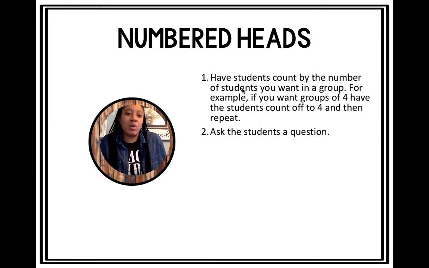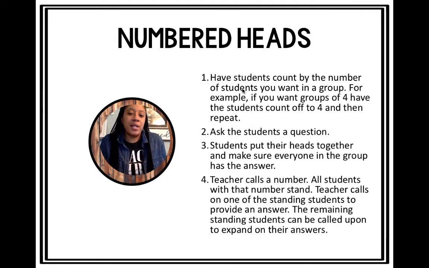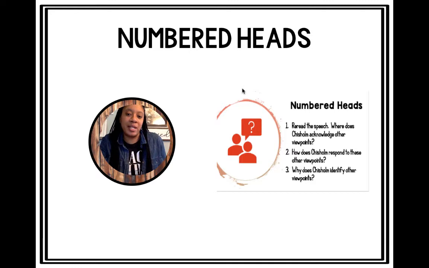Once you ask the students the question, you have them put their heads together and make sure everyone in the group has the answer. Once they do that, you call a number and all the students with that number stand. The teacher calls on one of the standing students to provide the answer, and also lets them know that just because one student has been called does not mean the other students won't be called as well. It's numbered heads together, and it's a great activity. And here, like I said, is an example of one I did: reread the speech. Where does Chisholm acknowledge the viewpoints?